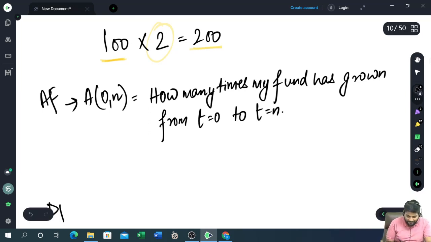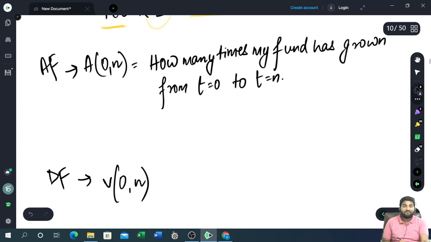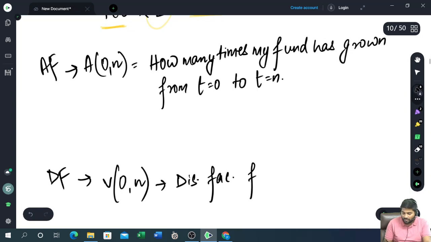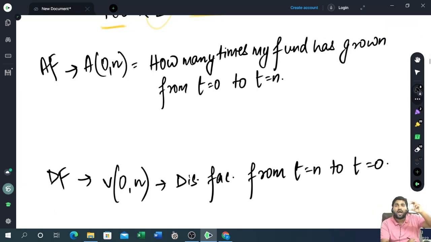Now next is the discounting factor, which is denoted by V0 to N. Write it down. Discounting factor from time N to time 0. Means there is some amount of money present at time N, and we are pulling that money to time 0 using this discounting factor V0 to N. Okay?